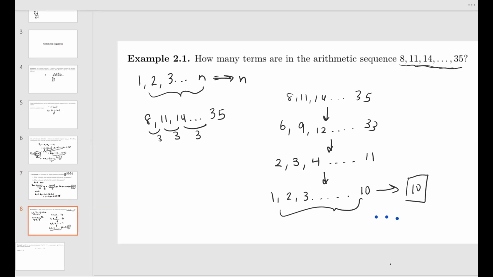So basically, in each step, we're changing each term of the sequence, but this does not affect the length of the sequence. So that's why we can do those steps.